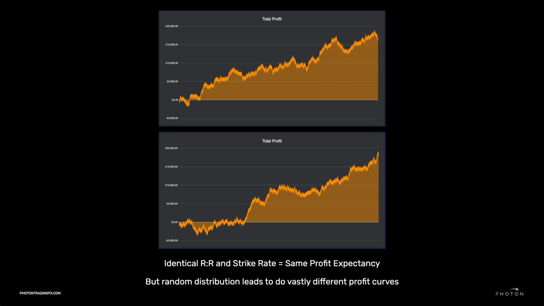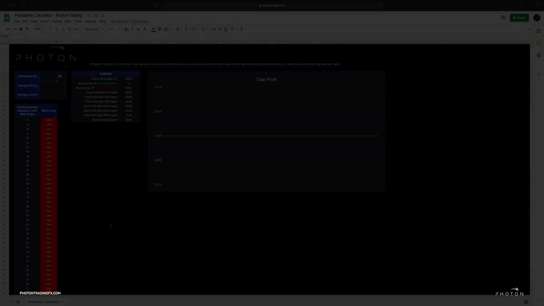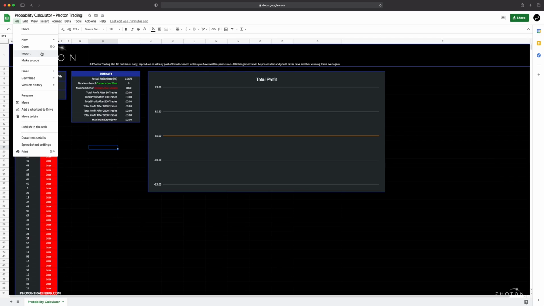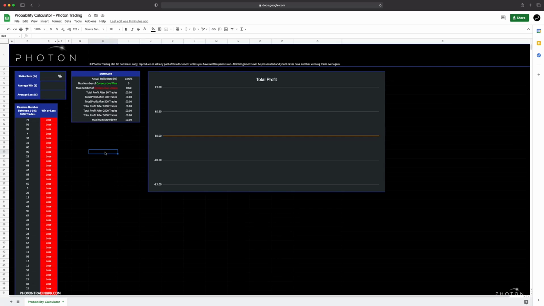So let's take a quick look at that probability calculator. Okay, so this is the probability calculator that I've built. And just like all of the downloads, you can make a copy and save this down to your own drive so that you can keep it for life, play around with it, and edit it. So if for whatever reason, when you clicked the link below this video, it didn't ask you to save your own copy, then just click File in the top left hand corner and click Make a Copy, then you can save it down to your own drive.